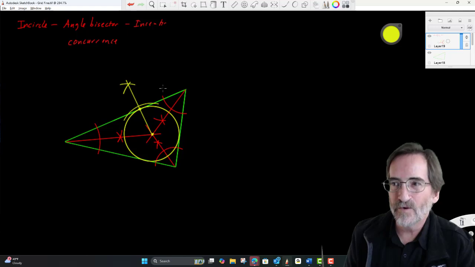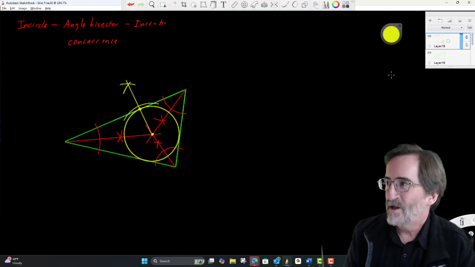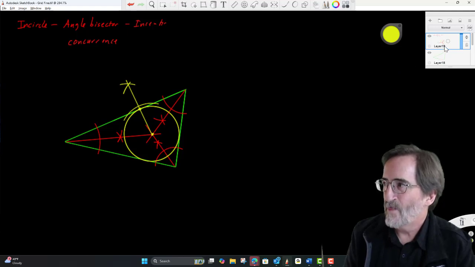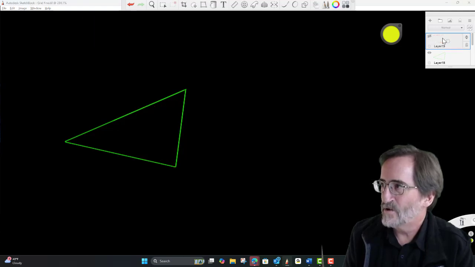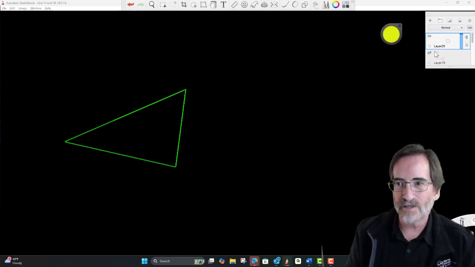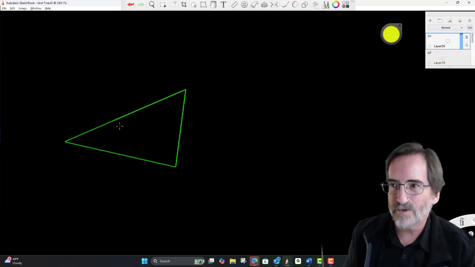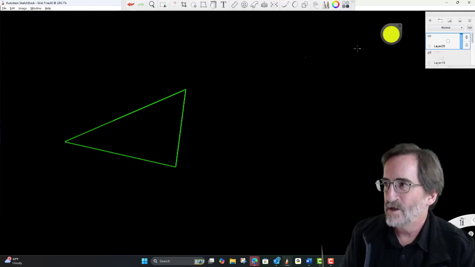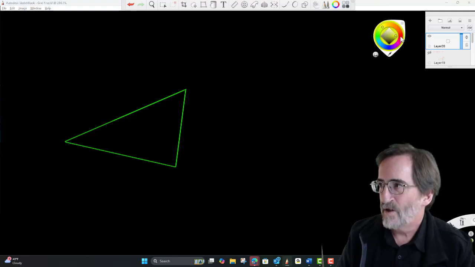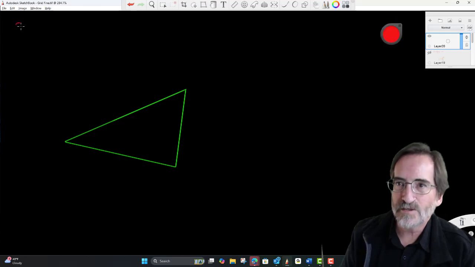Feel free to review this. You will be expected to know how to do this construction, and do this construction on the test, if not a portfolio. All right, so now let's hide this layer, and let's go do the circumcircle. That is a circle that goes around the outside of the triangle and just touches the corners. Okay, this is called the circumcircle.